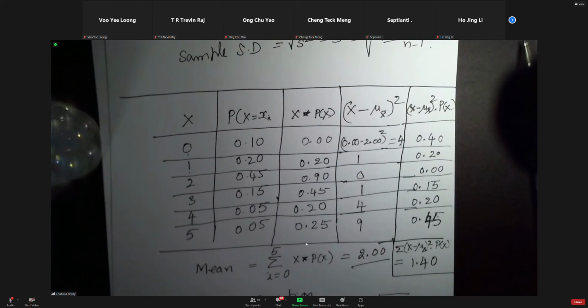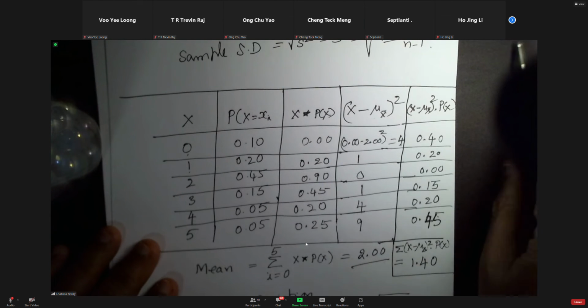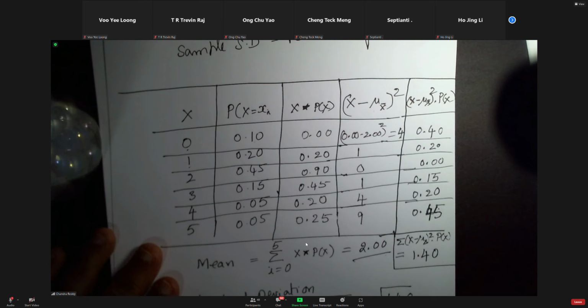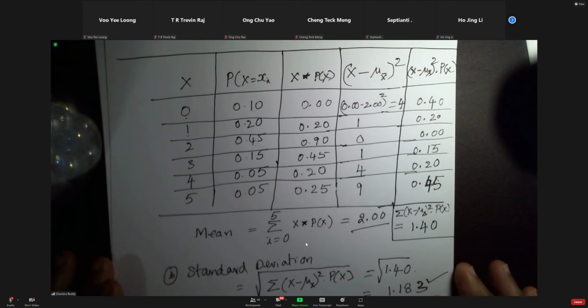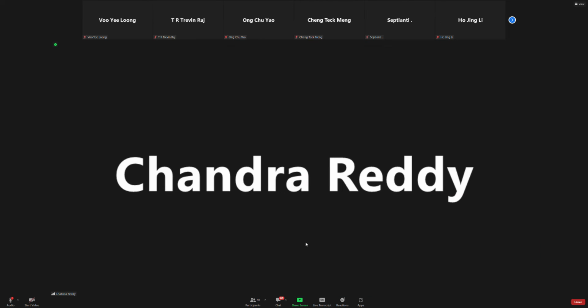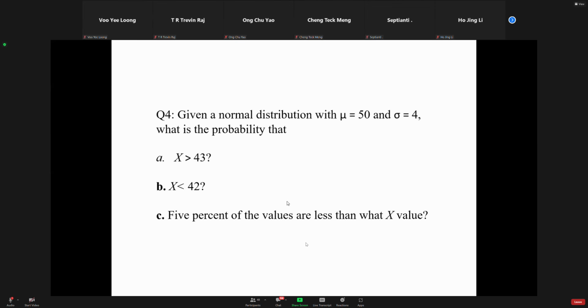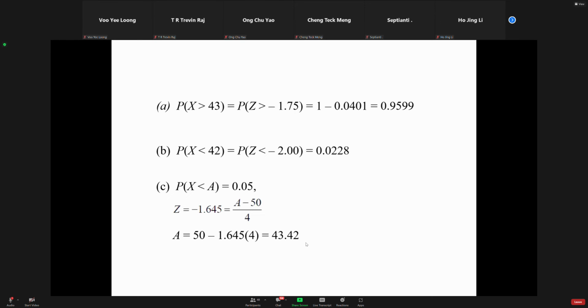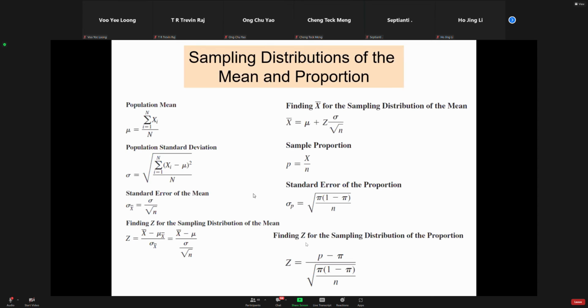All right, I move on from here. Always for 5%, the value is standard, so you can consider it as negative 1.645. Okay, so we answered the last question. If you want, you can just take a screenshot of this. All right, I move on to the next topic.